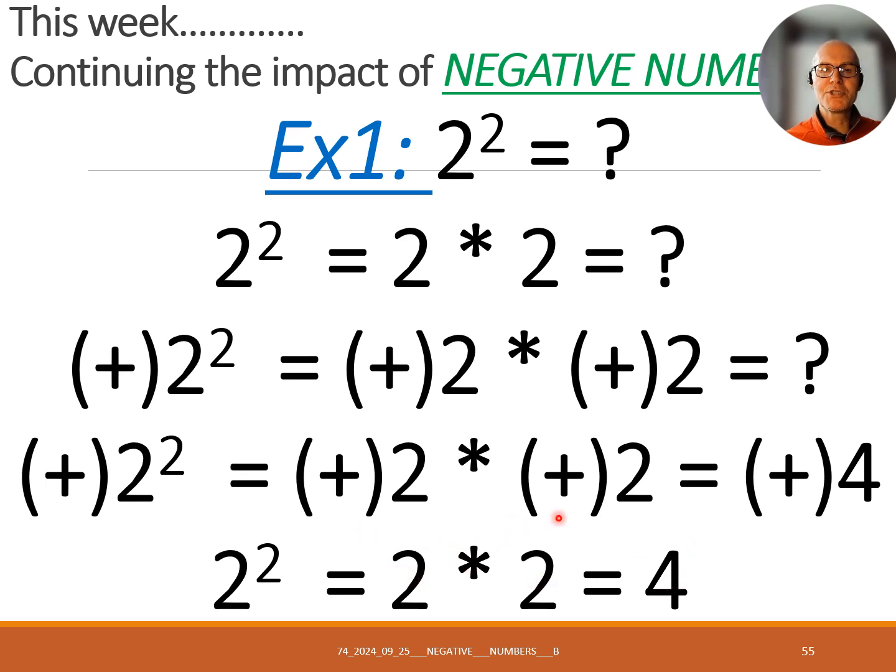Positive 2 times positive 2 is positive 4. Positive 2 squared is positive 2 times positive 2.